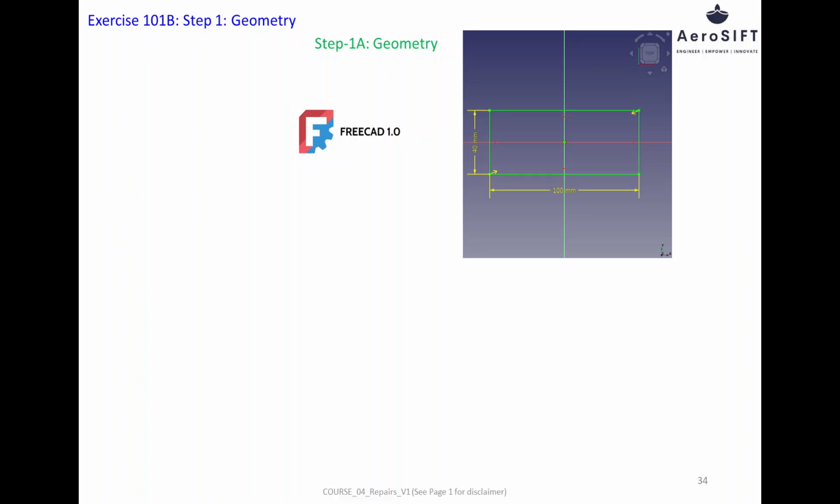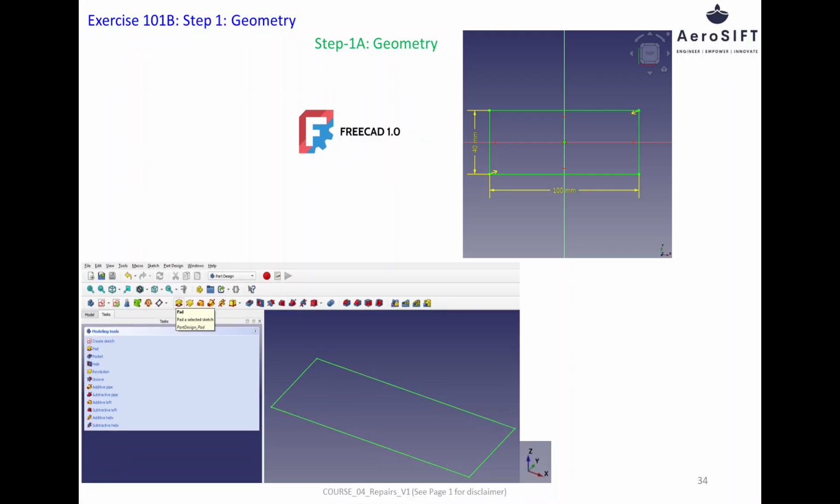In step 1A, we begin by creating the 3D geometry of the rectangular plate using FreeCAD. This is a transition from the 2D shell model in exercise 101A to a full solid model for 3D finite element analysis. Using the Part Design workbench, a new sketch is created on the XY plane representing the plate's face. The sketch is dimensioned as 100 millimeters in length and 40 millimeters in width. Once the sketch is complete, click Close to exit the sketching environment. Then proceed with the pad operation.